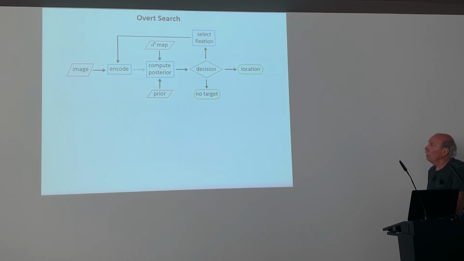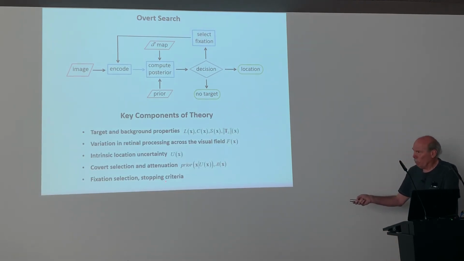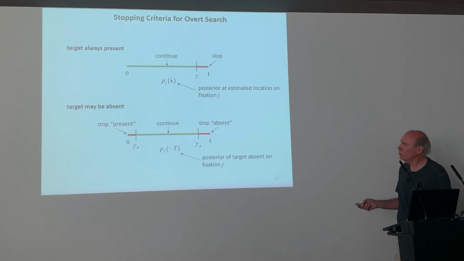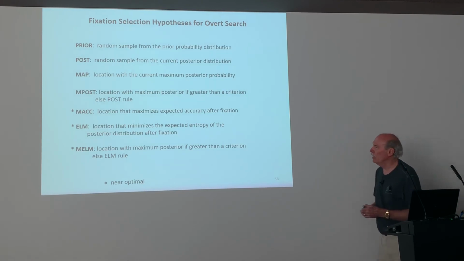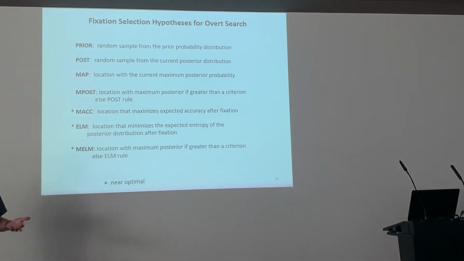And then overt search, well, now we have to add fixation selection in. So we've got all the stuff we already talked about, but now you have to have a stopping criterion. When do you quit searching? And you need to have rules for selecting fixations. So again, lots of details here, but I think hopefully this all kind of fits together coherently. If the target is always present in the scene, you're just looking for it, well, you just keep going until you get above some point. If the target might be absent, then you have a criterion for stopping, saying it's present or saying it's absent, and continuing. So it's not too much there. Here's the interesting part. How do you select the next fixation? Now we've got sort of an active vision task, right?